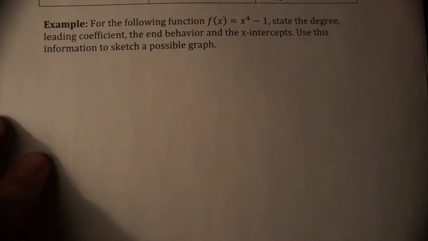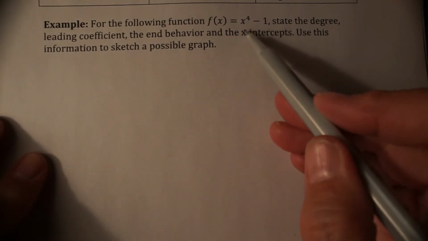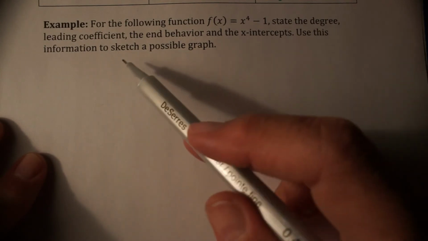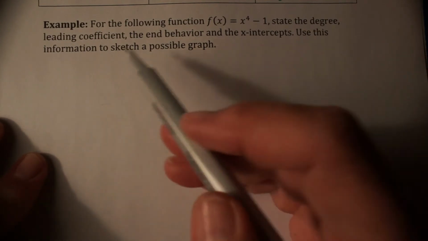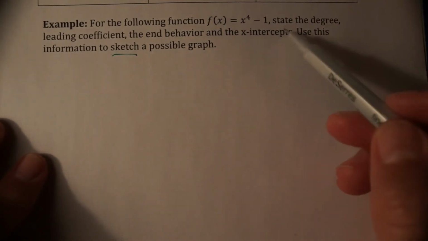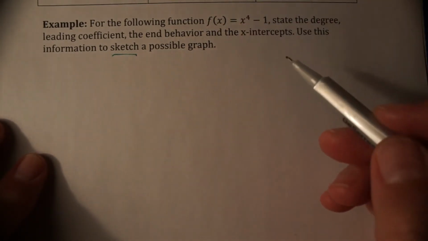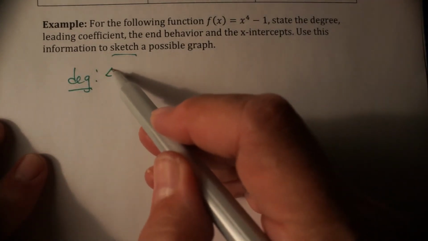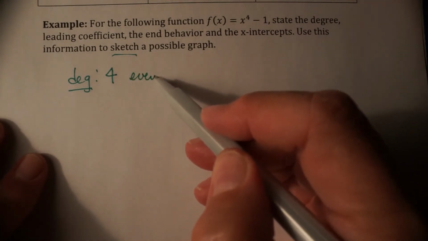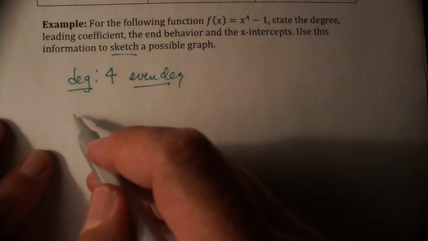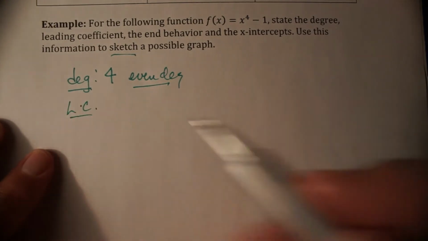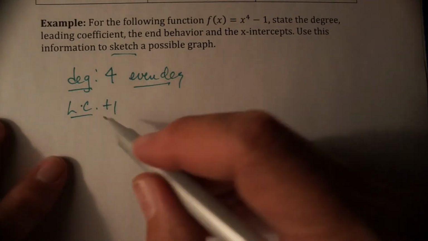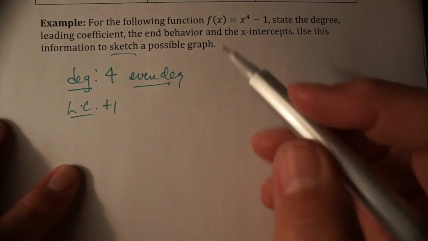Okay. For the following function, f of x equals x to the fourth minus 1, state the degree and the leading coefficient, the end behaviors, the x-intercepts, and use this information to sketch a possible graph. This is just a little sketch, but there are things we know about the polynomial from what we've learned. For example, what is the degree? Well, the degree is the highest power of x in our polynomial, in this case 4, so it's an even degree. Our leading coefficient is a positive 1, so it's a positive leading coefficient.